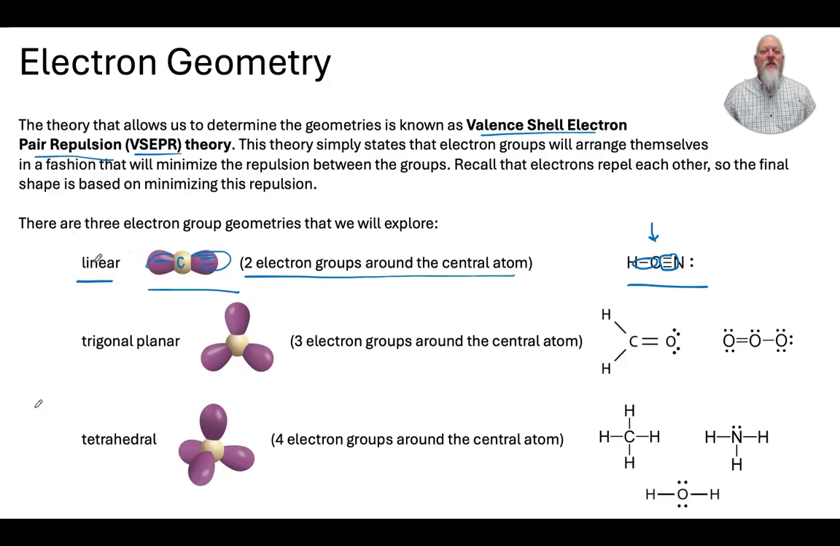All right, what if we go a step further? What if we have a molecule like this, which is formaldehyde? I'm looking at the central atom, which again is carbon, and I'm going to count the electron groups around that carbon.